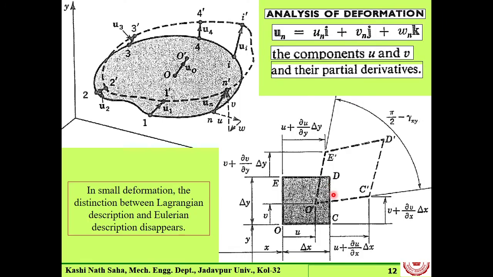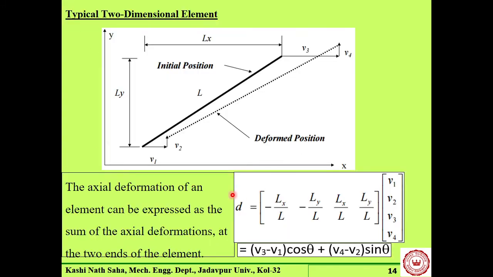Okay, and if we shift it parallelly, that means shift point O prime at O through a parallel translation of line O prime D prime, then the angle between OD and O prime D prime will give us shear strain. So that is what we are going to discuss now.